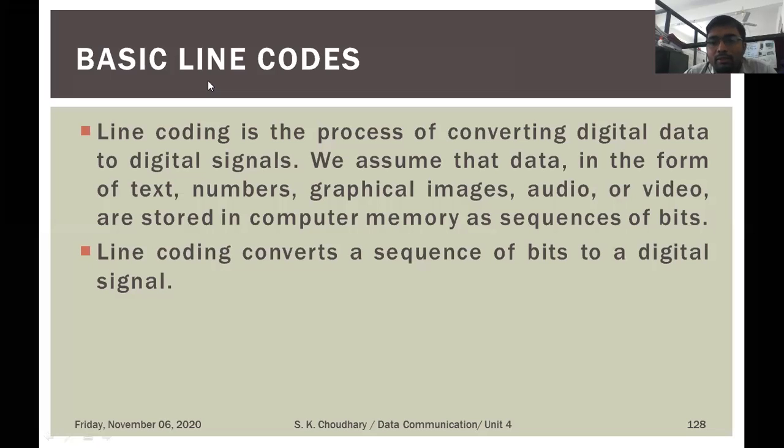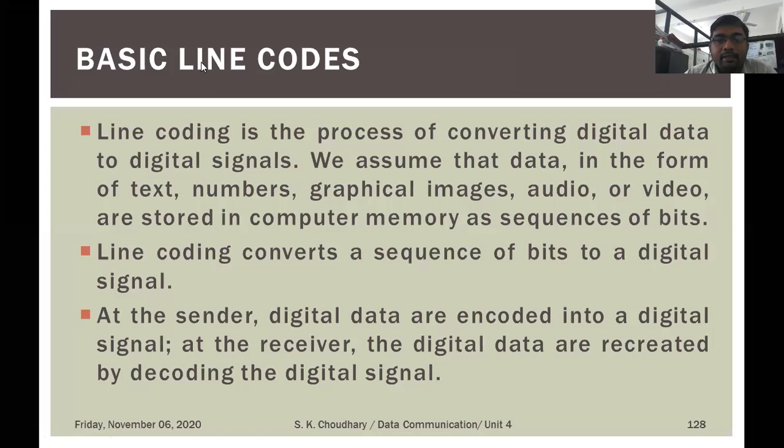So line coding converts a sequence of bits to a digital signal. At the sender, digital data are encoded into the digital signal. At the receiver, digital data are recreated by decoding the digital signal.